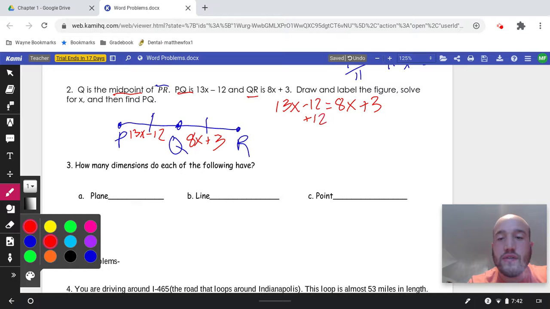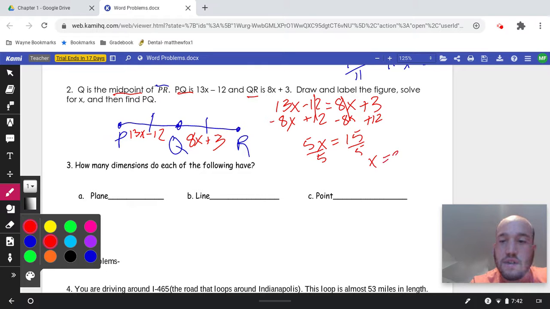I'll add 12 to both sides. Subtract the 8x. If you want to do this in two steps, that's fine. I'll get 5x, this will cancel, equals 15. Now I need to divide by 5, and I get x equals 3. Now, we did that right. However, right here, we solved for x.